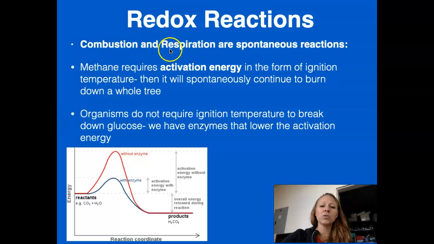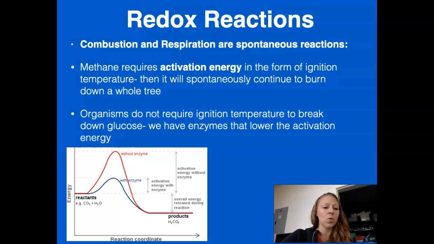And so combustion and respiration are spontaneous reactions. Methane requires activation energy, just like striking a match does, in the form of ignition temperature. And it'll spontaneously continue to burn down a whole tree. Organisms do not require ignition temperature. We would burn up. To break down glucose, we have enzymes that lower the activation energy.